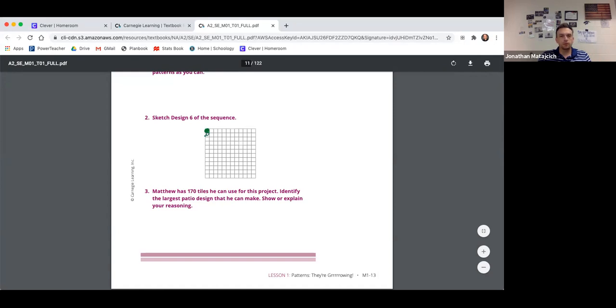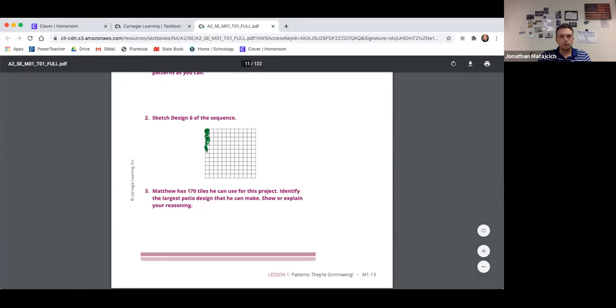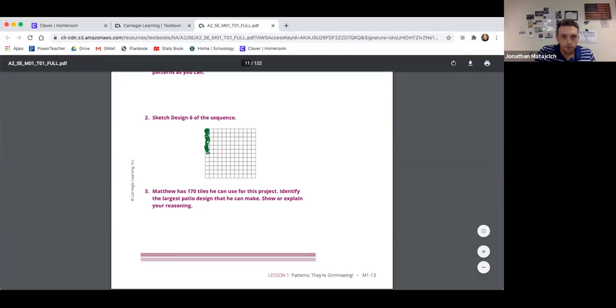So I go 1, 2, 3, 4, 5, and then 6. I think I got 6 there. 1, 2, 3, 4, 5, 6. Son of a. There we go. So we got the entrance and then 6 for just the rectangle.